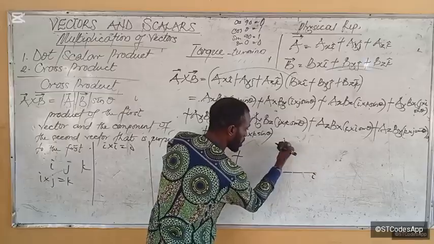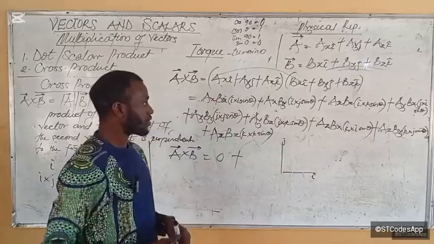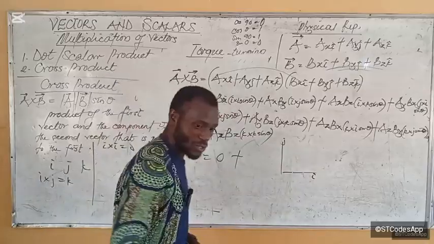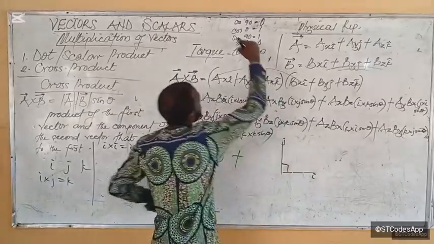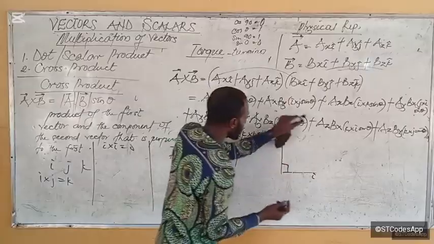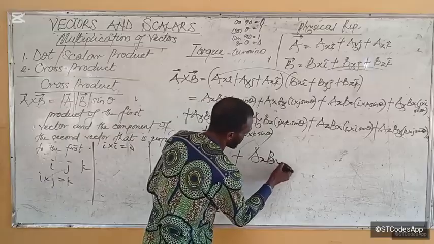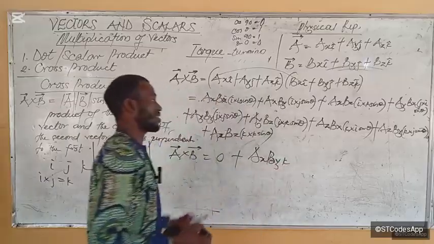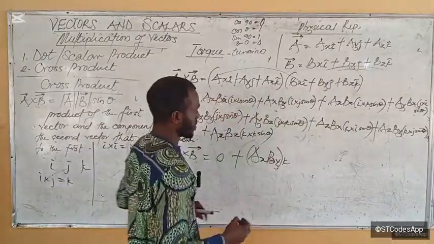Cross it, it gives us this direction, so it gives us K. And the angle between them is what? 90. And sine 90 is what? 1. So it becomes AX BY K. Does this make sense now? Good.